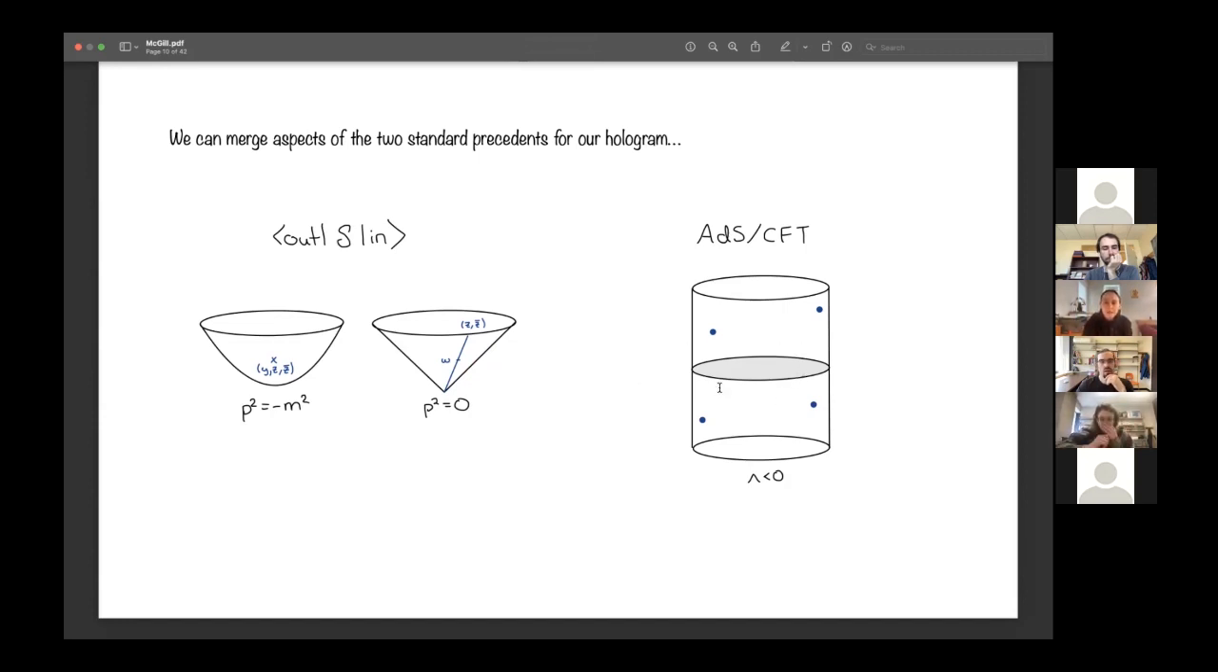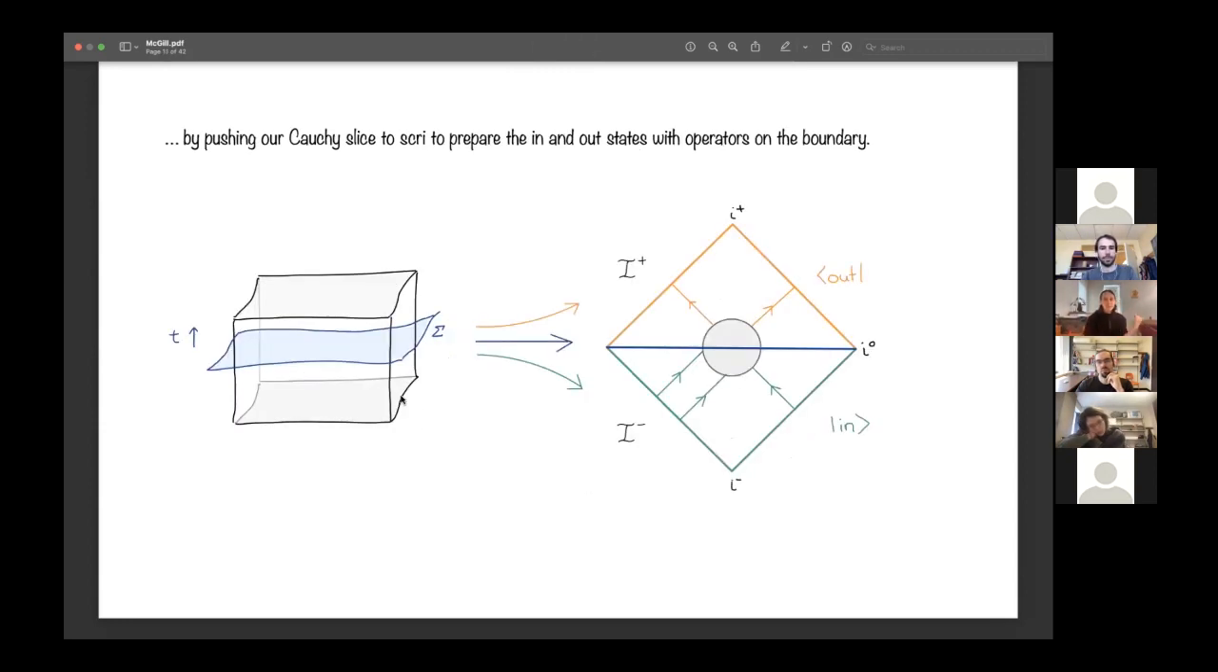So essentially, those are the two precedents I have in mind. And at least the thing that reconciles the two is that we can have a space-time interpretation of this S matrix, and we do that by taking a Cauchy slice, pushing the Cauchy slice to the far future and the far past, making sure that we're actually hugging the conformal boundary.